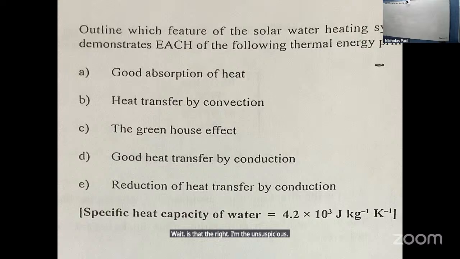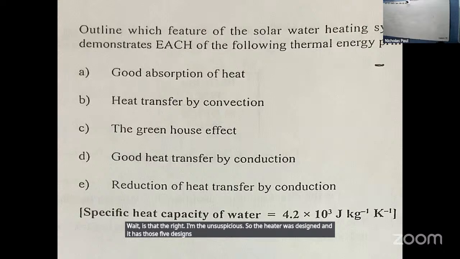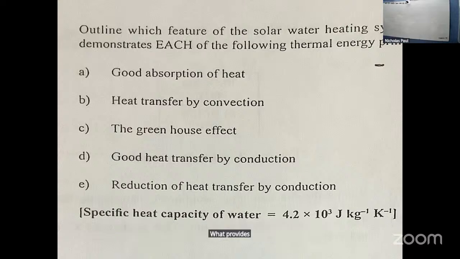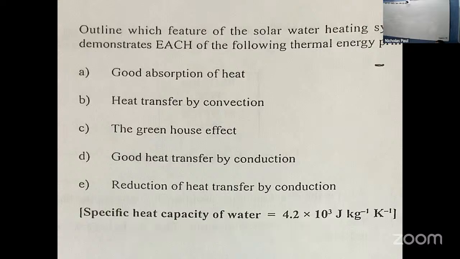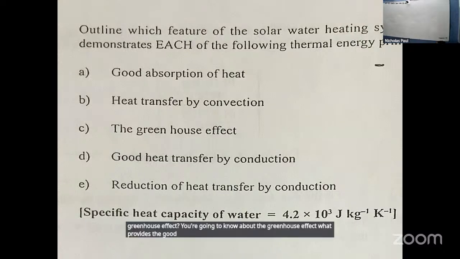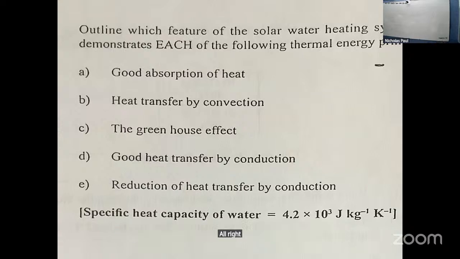So the heater was designed, and it has those five designs. We have to figure out what does each one. What provides the good absorption of heat? What provides heat transfer by convection? What provides the greenhouse effect? You know what the greenhouse effect is? What provides good heat transfer by conduction? What provides the reduction of heat transfer by conduction? So you have five things there.